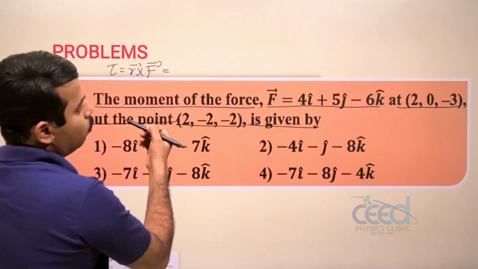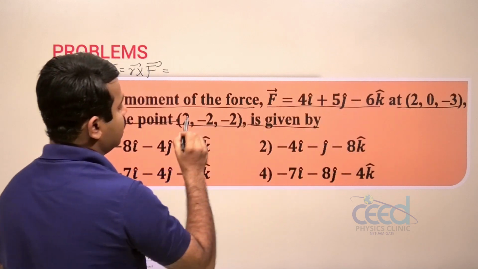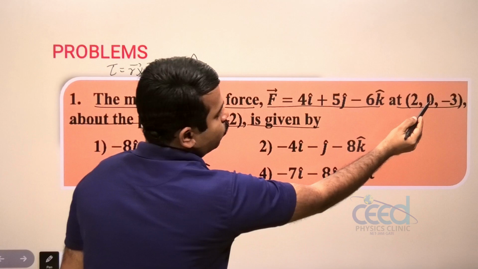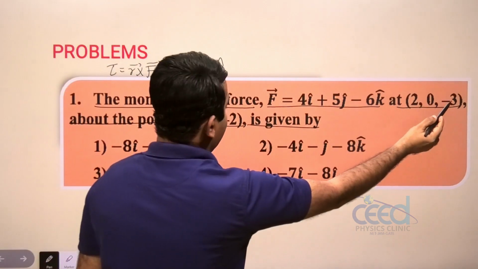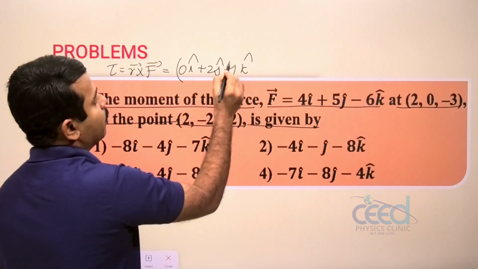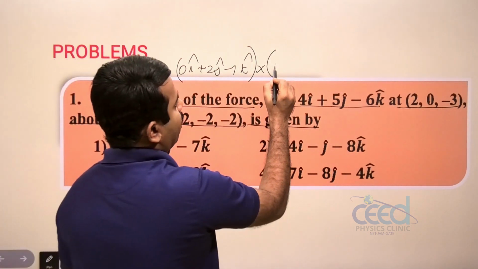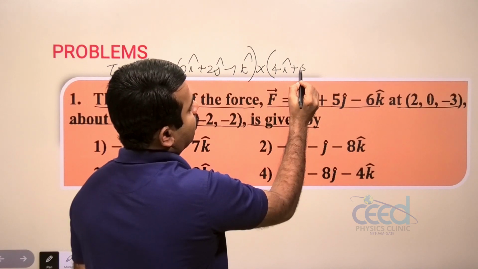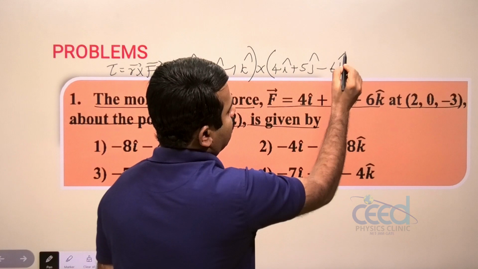Now you can substitute. What is the position vector of this minus this? R vector is 0 i cap, then 0 minus minus 2, that is 2 j cap, then minus 3 minus minus 2, that is minus 1 k cap. Cross 4 i cap plus 5 j cap minus 6 k cap.